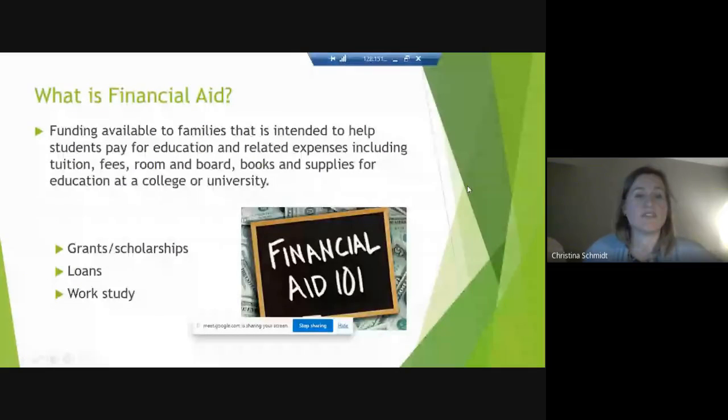So financial aid is the funding available to families intended to help students pay for education and related expenses, including tuition, fees, room and board, books and supplies for education at a college or university. And so financial aid can come in the form of grants and scholarships, which is the good stuff, the gift aid you don't have to pay back. But we also consider loans and work study a form of financial aid, and we call those self-help forms of aid. So your aid package might have a combination of these forms of aid to help you pay for college.